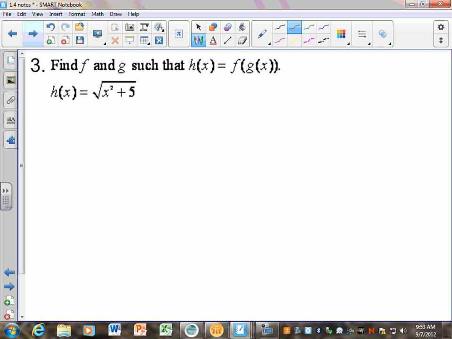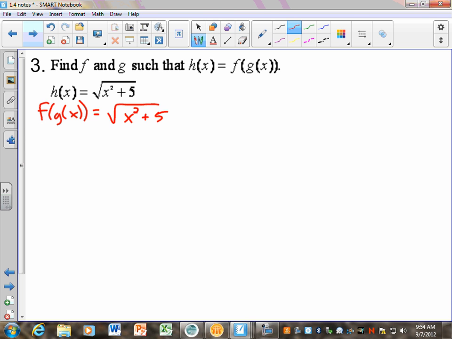So this is already the answer. This is f of g of x, because they say find f and g such that h of x equals f of g of x. They're telling you that h of x is equal to the composition of f and g. And they want you to come up with what f of x would be and what g of x would be to give you this composition. And there is more than one answer to this.